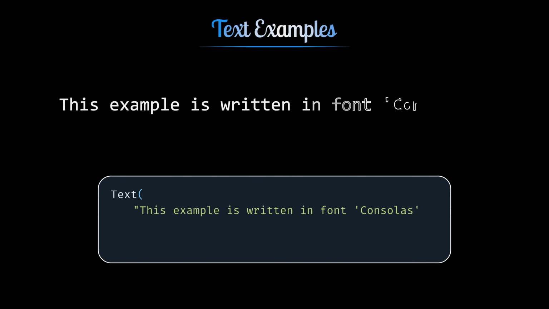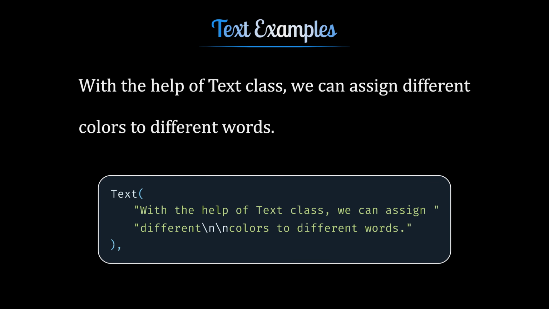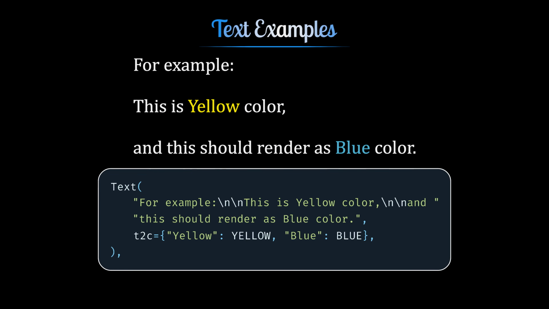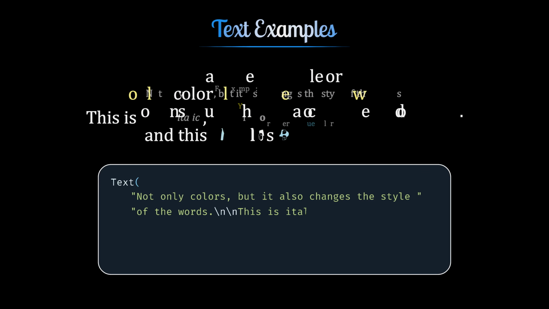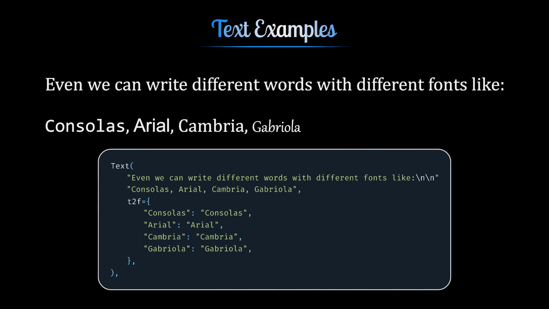Now, moving on to the non-LaTeX category of string, Text. It provides a wide range of parameters to modify the strings. Besides coloring with the argument t2c, we can make some of the words slant with the argument t2s. Or we can even change their font weight with the t2w argument. And moreover, we can even assign different fonts to different words with the t2f argument. Isn't it amazing?